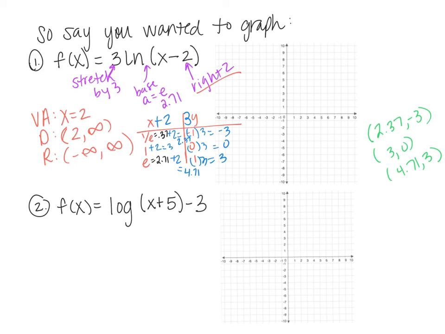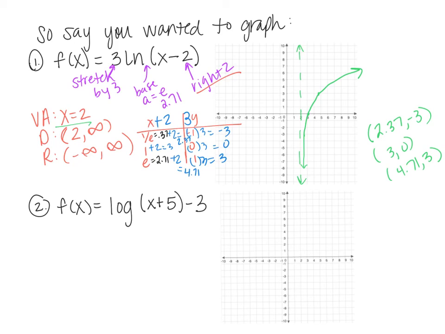All right, so I've got my vertical asymptote here at 2. And then I've got the point (2.37, -3), the point (3, 0), and the point (4.71, 3). Again, I'm going to approach the asymptote and then go off to infinity. So really, having a natural log versus a log only changes the table, and the numbers will be decimals. That's really it.